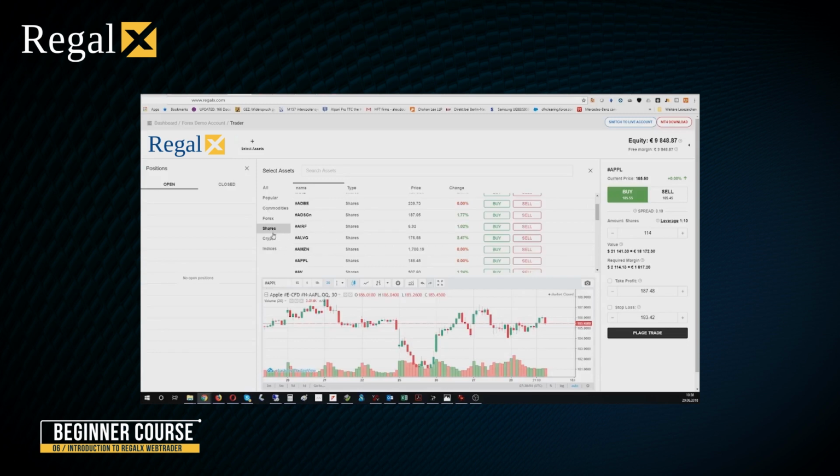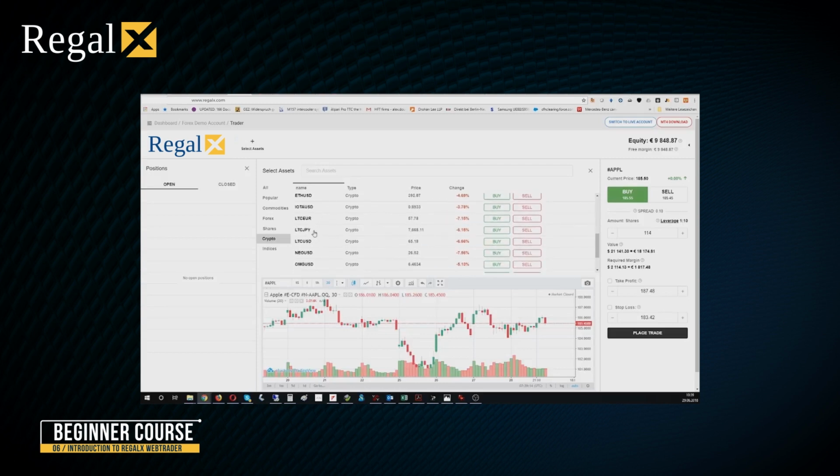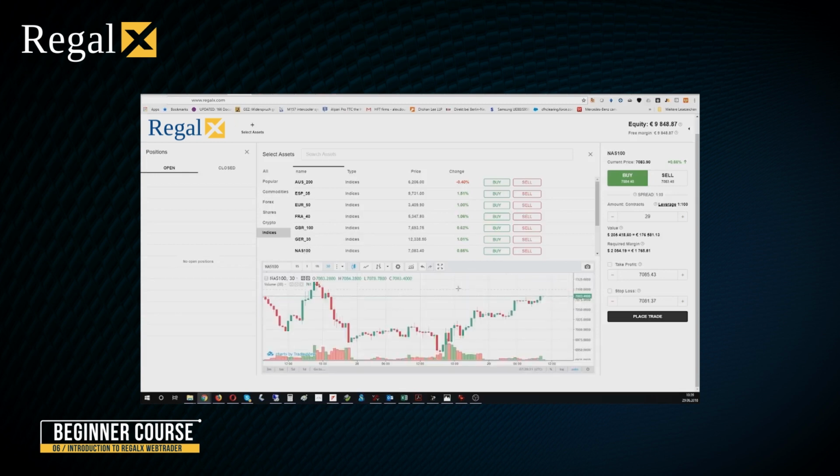Or, of course, we also offer crypto. So we have a number of crypto coins to trade with. We have Bitcoin against different fiat currencies like euro, pound, yen, dollar. But we also have different cryptocurrencies like Dash, EOS, Ethereum, IOTA, Litecoin, Neo, Monero, Ripple, Zcash. So you see there is a big selection of cryptos that you can trade here. And of course, there are also indices like the big indices of the world, the German DAX, for example, or the US NASDAQ, to bring us back to the technology sector in the US.